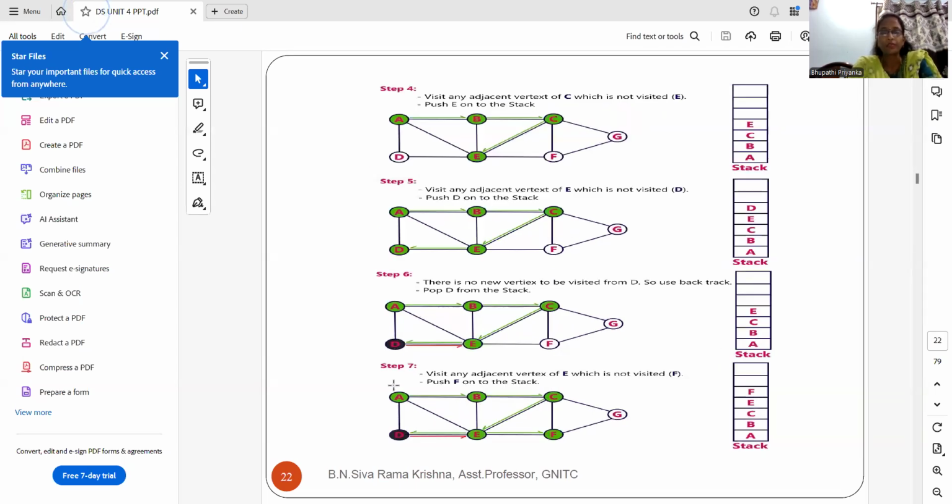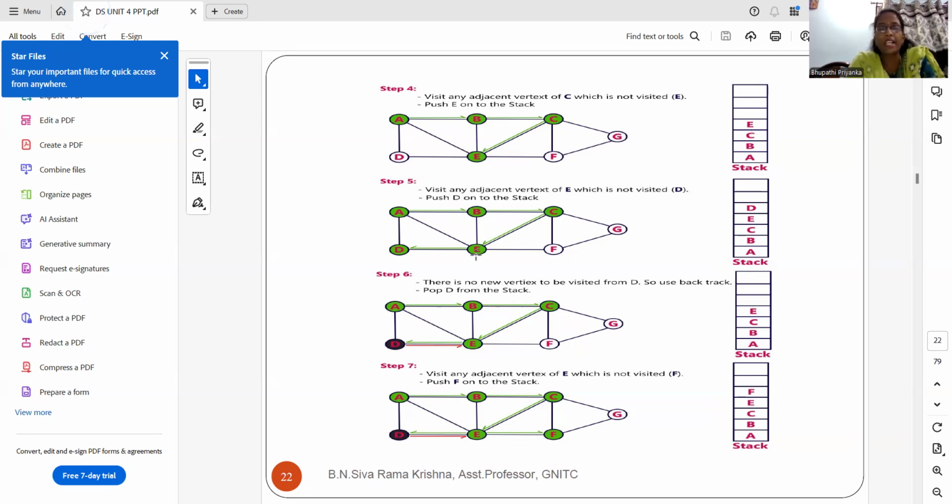Next, visit any adjacent vertex of C which is not visited. The adjacent vertices of C are G, E, F, which are not visited earlier. I'm taking E in my example, and that vertex E is pushed into the stack.